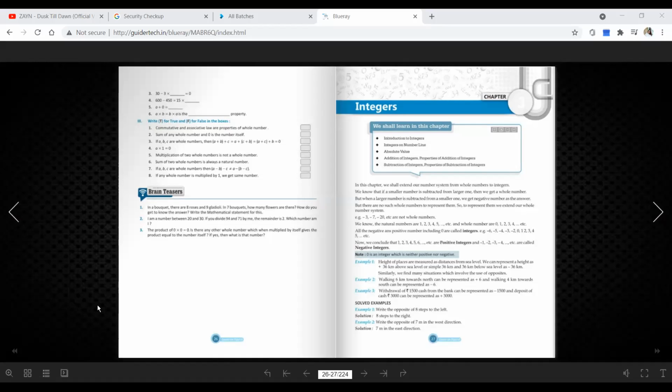Srijita, what is the answer in the book? Ma'am, the answer is written as false, but I think it is true, because if we take A, B, C as 0, then the answer will be 0. So for question number 3, the answer in the book is given as false. Okay, why is it given as false?